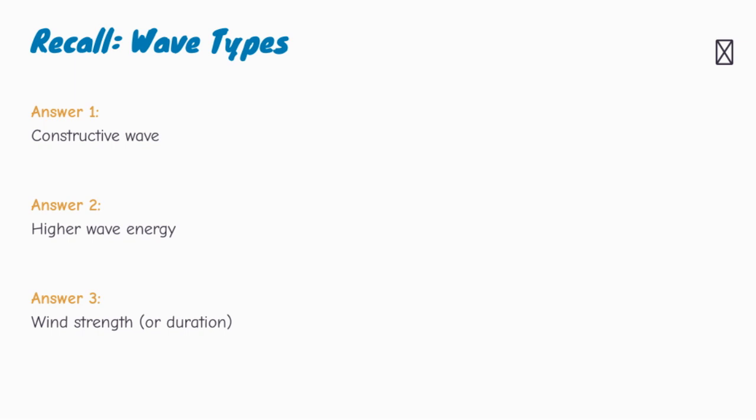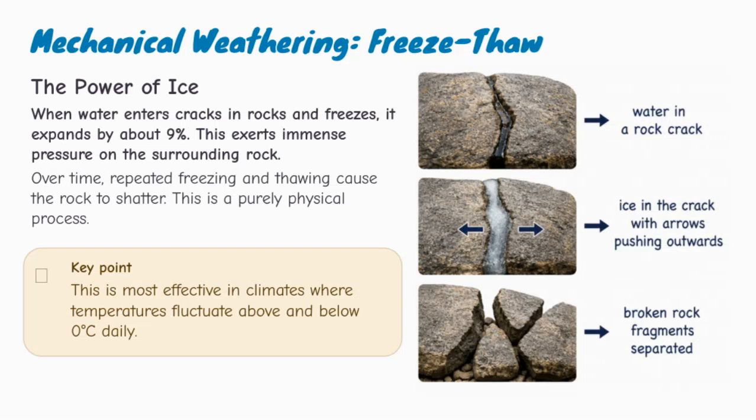Stronger winds and longer-lasting winds create more powerful waves. This matters because wave energy affects how strongly the sea attacks the cliff base, while weathering and mass movement affect the cliff from above. Now let's look at the first type of weathering, mechanical weathering. Mechanical weathering breaks rock apart physically without changing its chemical composition.